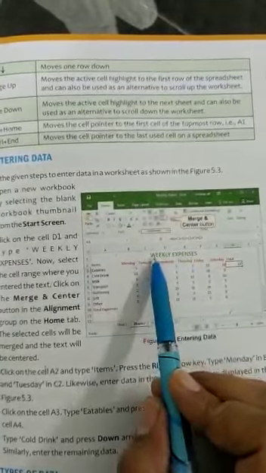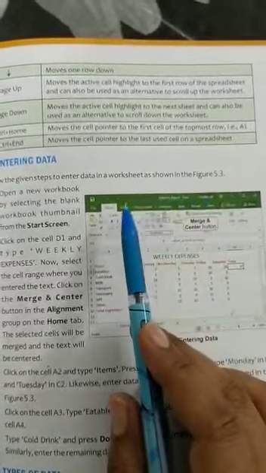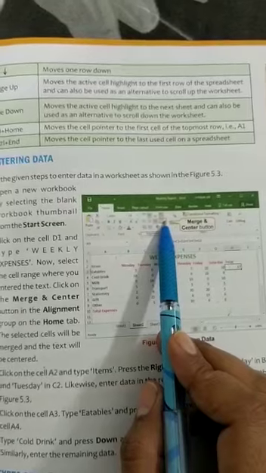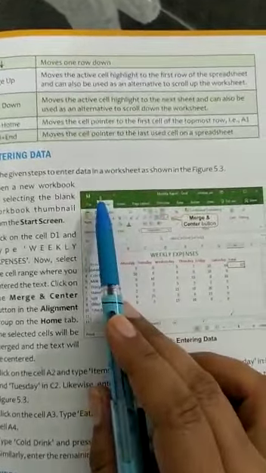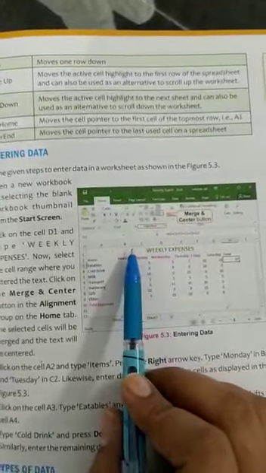First of all, select the range where you entered the text, and then click on the Merge and Center button in the alignment group on the Home tab, and the selected cells will be merged and the text will be centered.